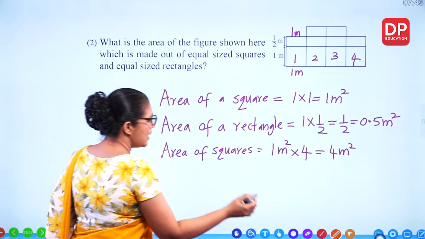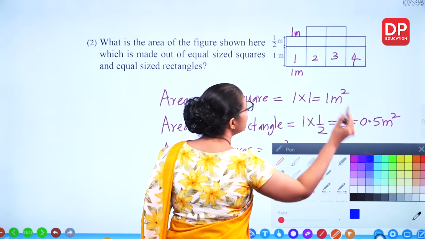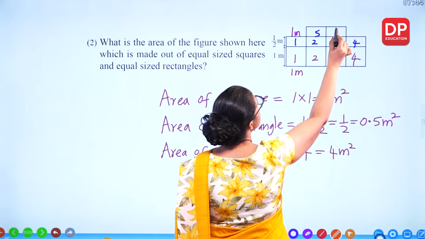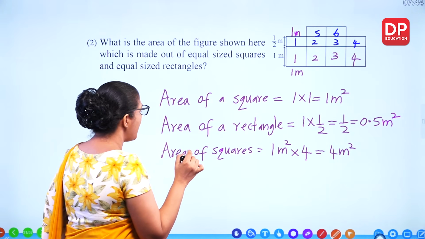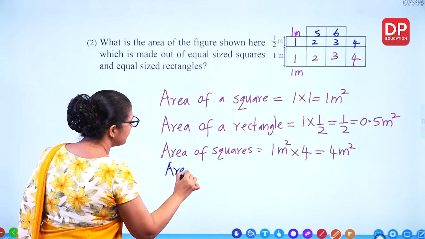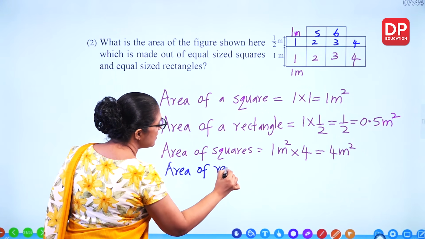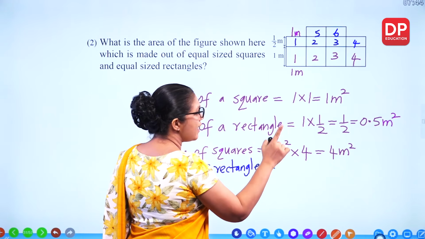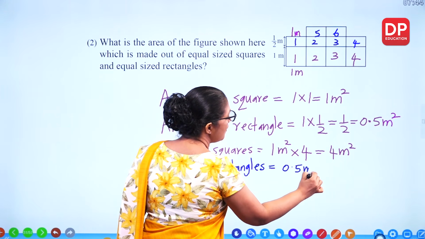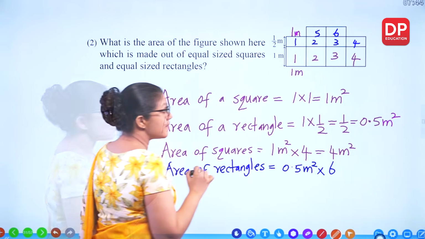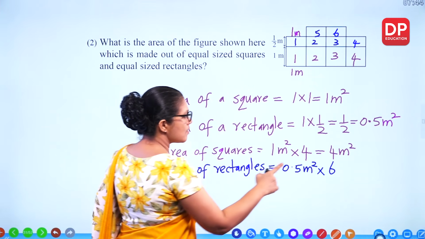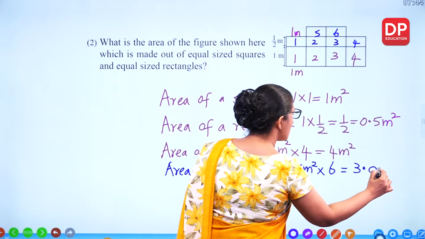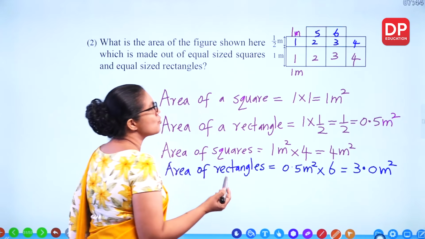So, how many rectangles are there? 1, 2, 3, 4, 5, 6 rectangles. So what's the area of rectangles? Area of rectangles is equal to 1 area is 0.5. We get 6 rectangles. So multiply by 6. So 6 times 5, 30, but you have to keep a decimal place. So 3 square meters.